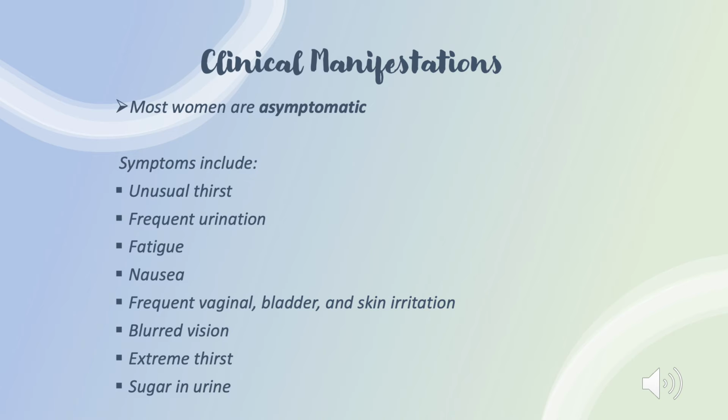Clinical manifestations. Although for most women, gestational diabetes doesn't have any noticeable signs or symptoms, possible symptoms may include unusual thirst, frequent urination, fatigue, nausea, frequent vaginal, bladder and skin irritation, blurred vision, extreme thirst, or sugar in the urine.